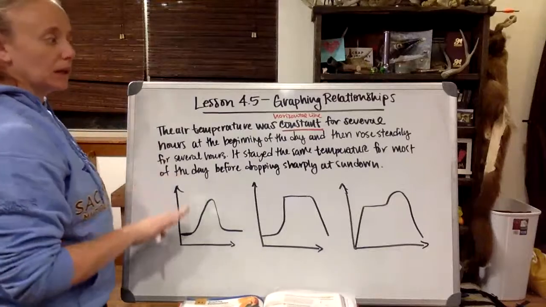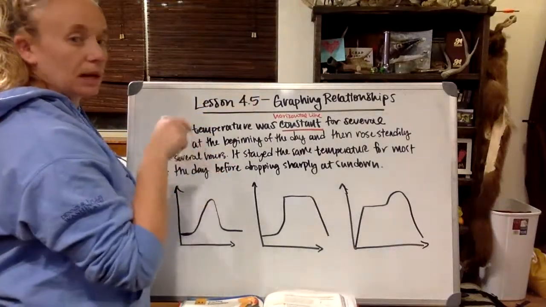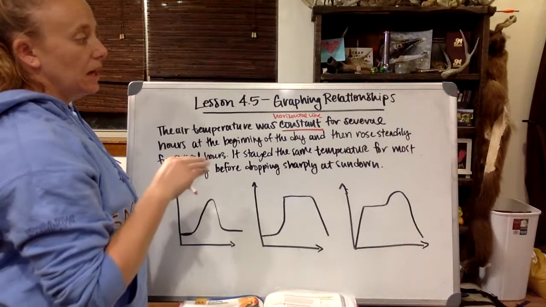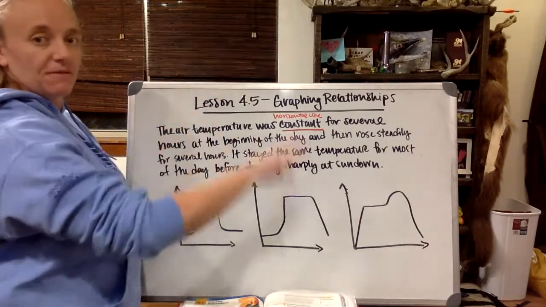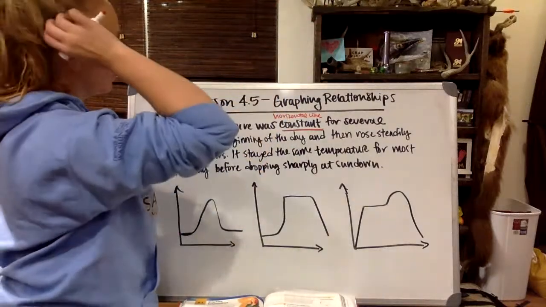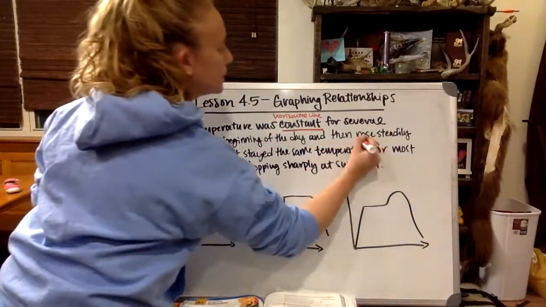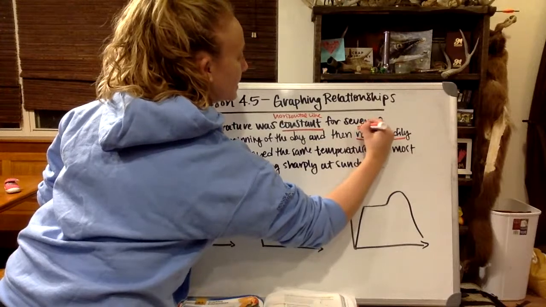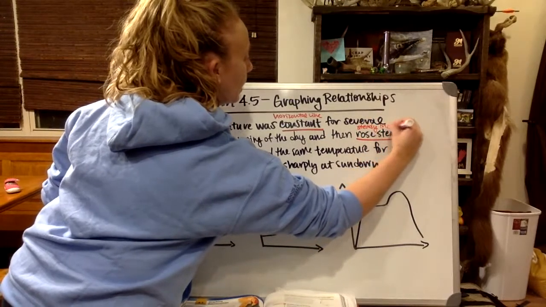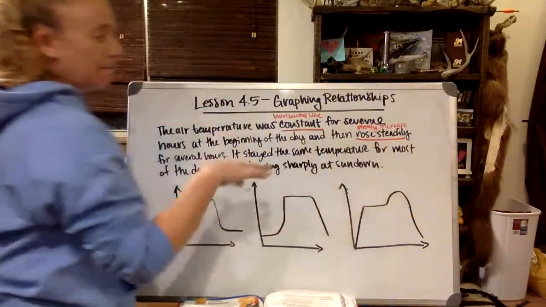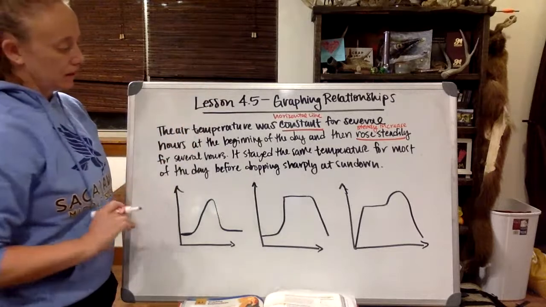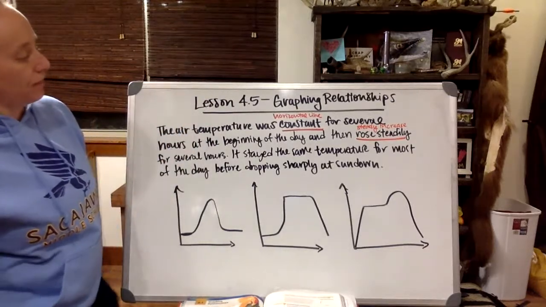And then it rose steadily. So that tells me that there is going to be a consistent increase. I don't want to see a curve to anything, and I don't want to see it be variable at all. I want to see a steady increase. So there won't be any bumps or jags in that consistent increase in the positive direction.